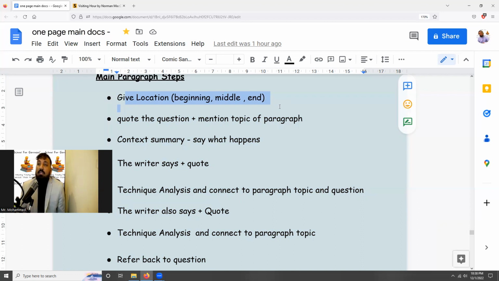So give the location. Then you're going to go ahead and quote the question and mention the topic of the paragraph. So you're going to say, at the beginning of the text, we see the powerful emotion, and then we expand that. So there's my quoting the question, powerful emotion. Remember, this is the question that we've been working on: choose a text that has a powerful emotion.